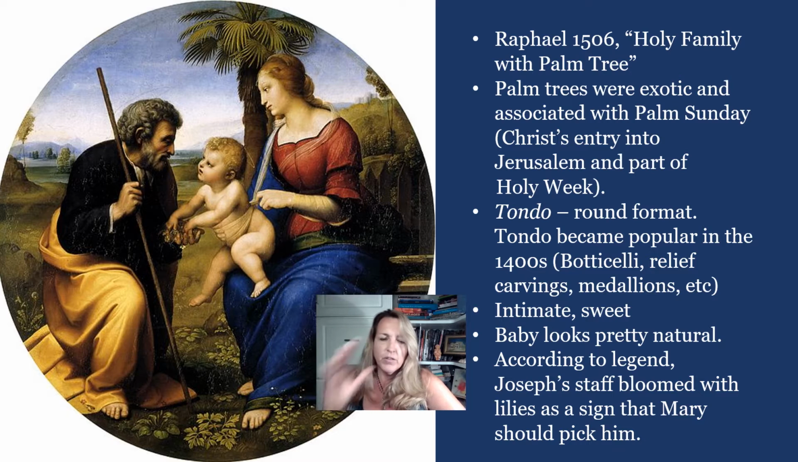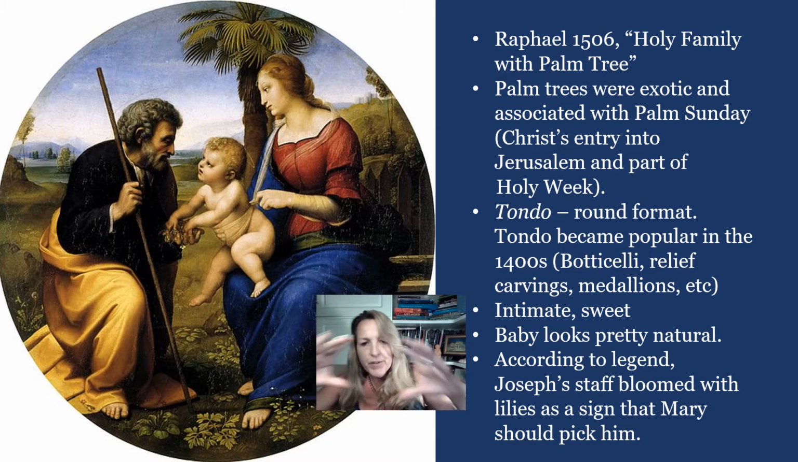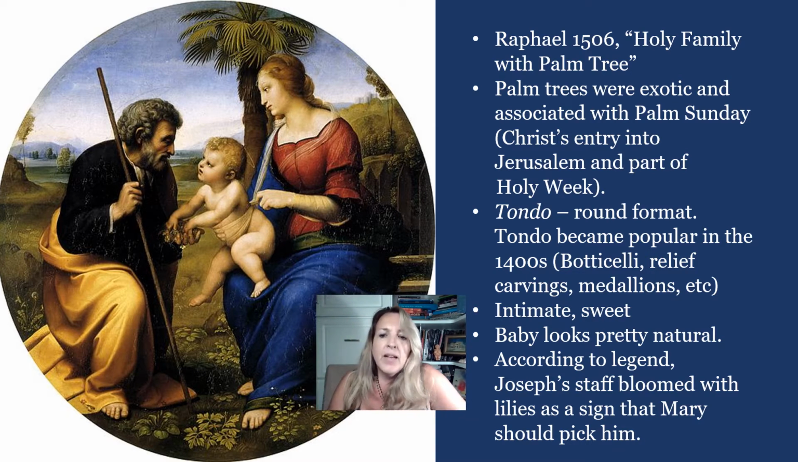It's kind of beautiful. The circular format kind of brings them all in together. The baby, again, looks pretty natural. And according to legend, Joseph's staff bloomed with lilies as a sign that the Virgin should pick him to be her husband of her many suitors.